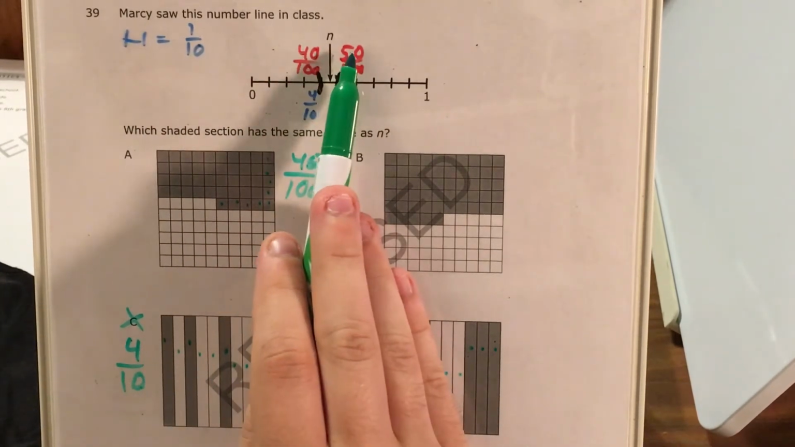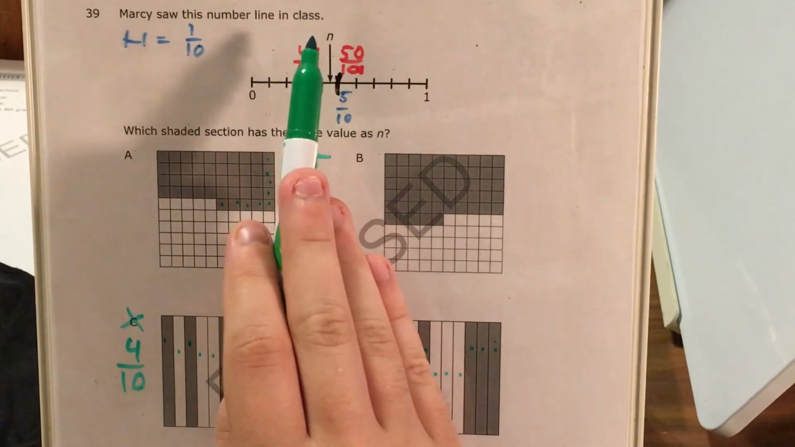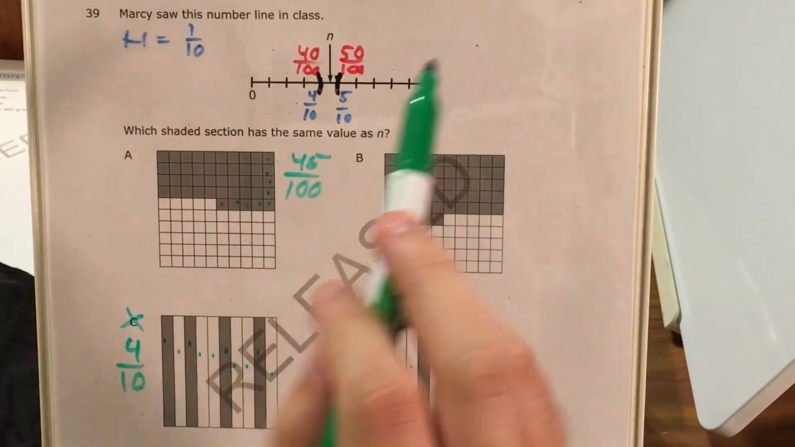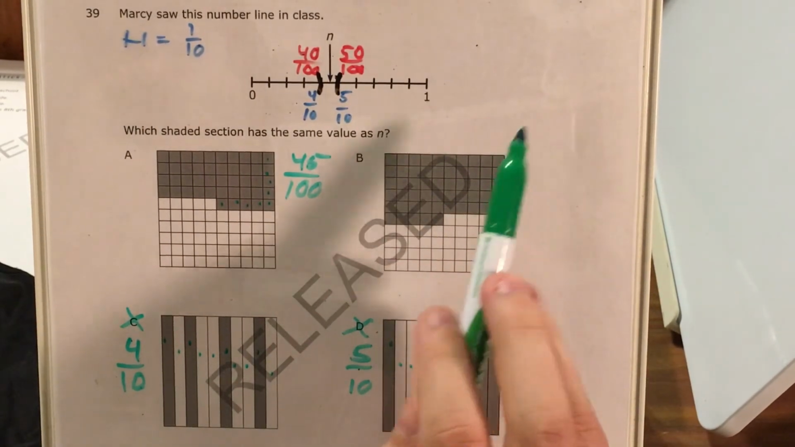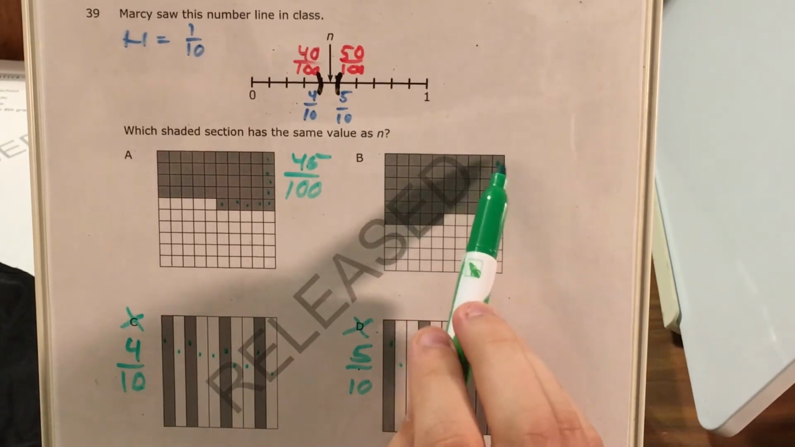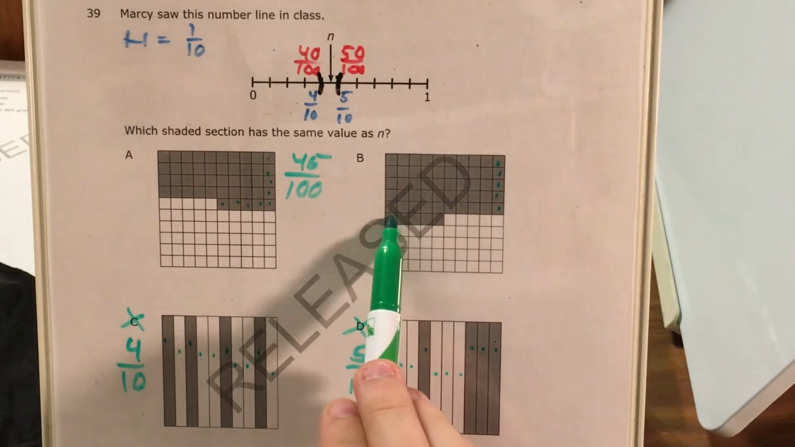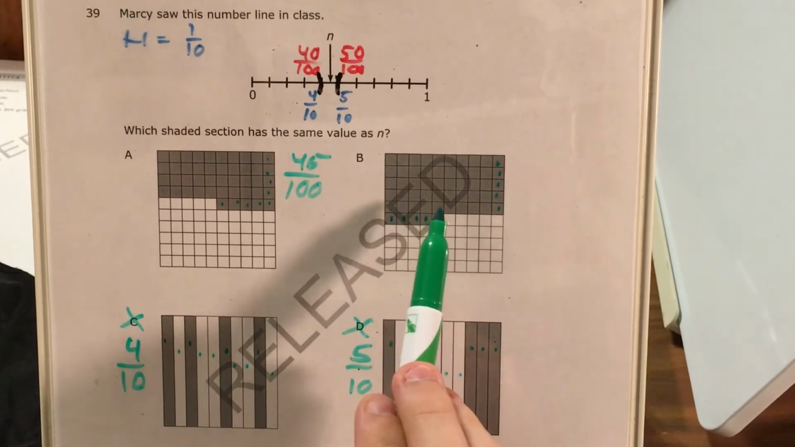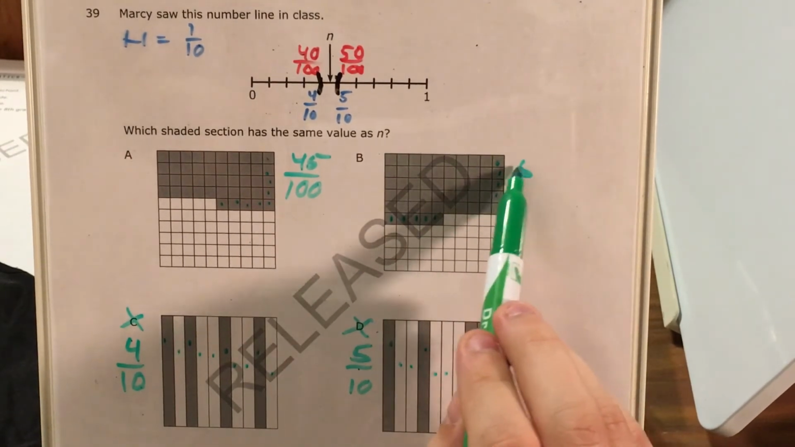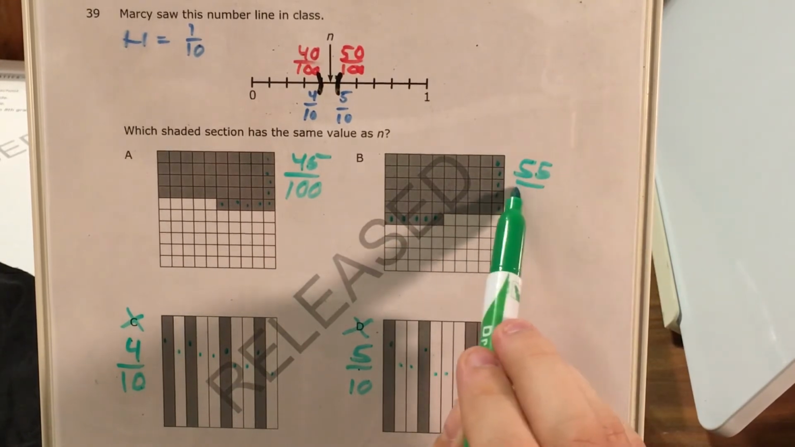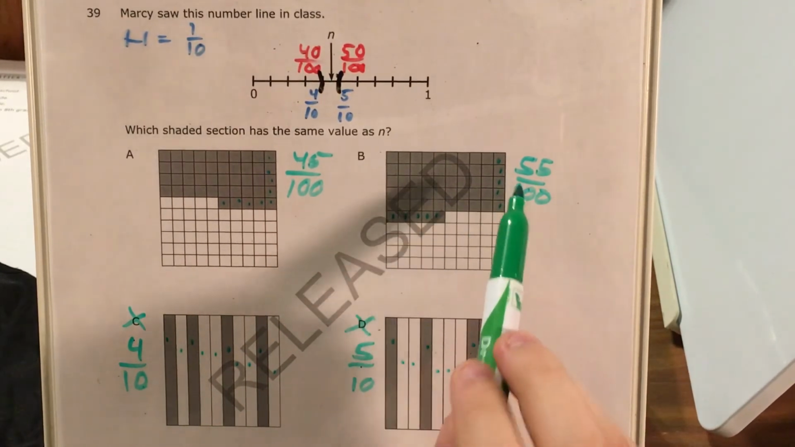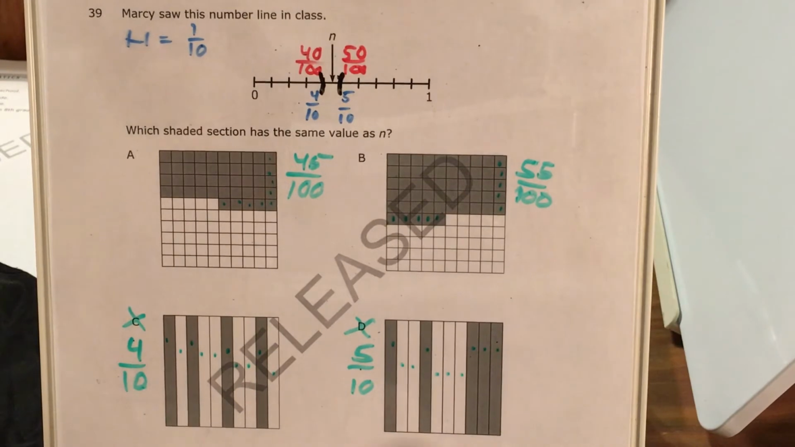40 out of 100 and 50 out of 100. 45 looks like it could go between there, but I'm going to try out choice B just to make sure I can knock it out. So for choice B, that's 1, 2, 3, 4, 5 full rows, so that's 50. 51, 52, 53, 54, 55. It's 55 out of 100.